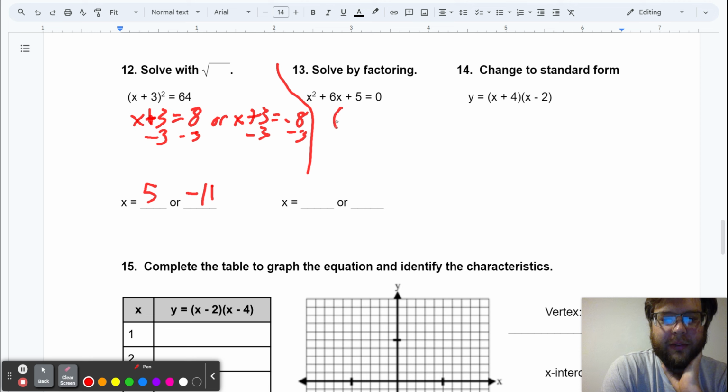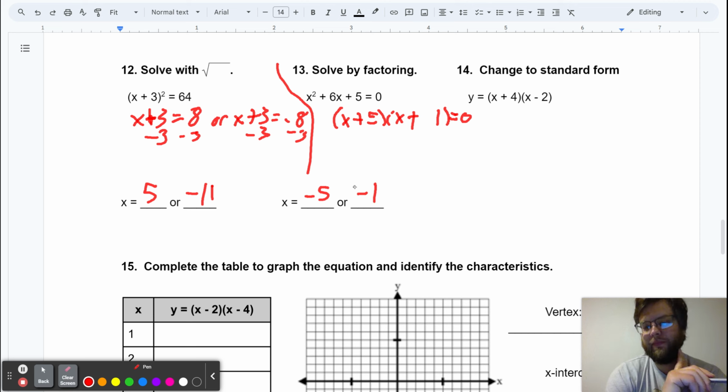On number 13, we're going to factor it, so I need 2 numbers that multiply to make 5 and also add to make 6. 5 and 1 do the trick. Everything's positive, so I just write that. This problem equals 0, and that means my 2 answers are negative 5 and negative 1.